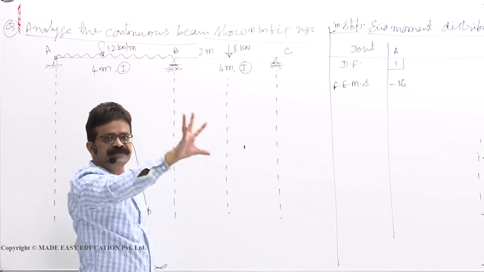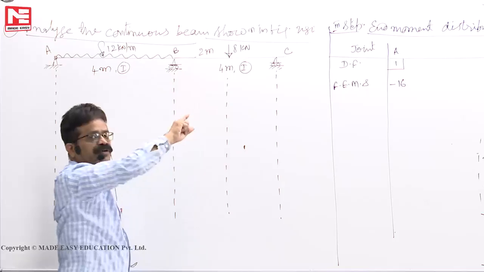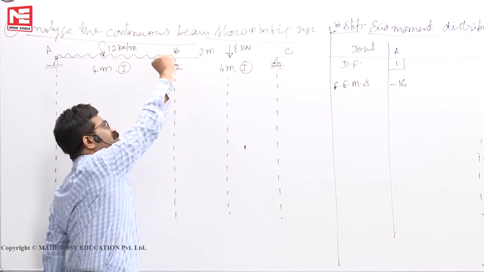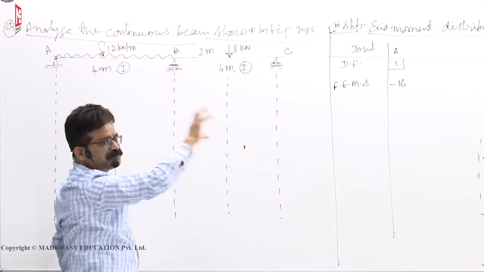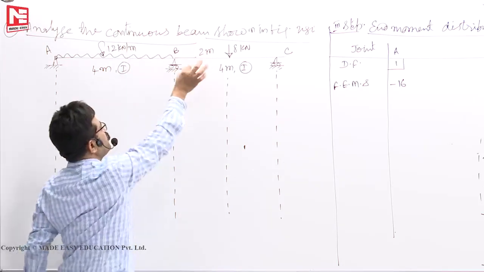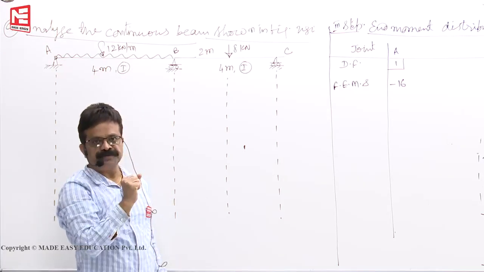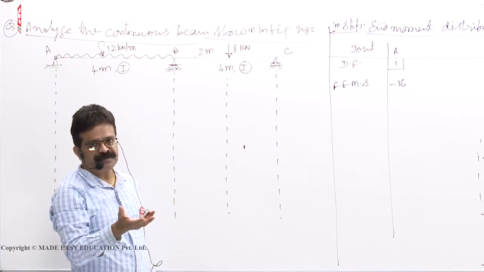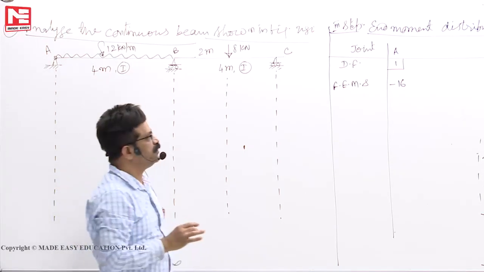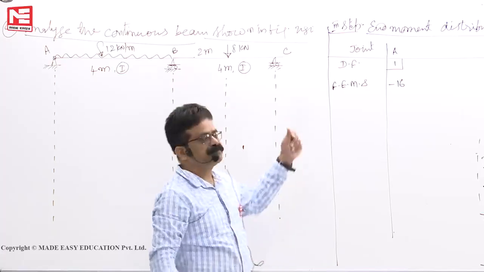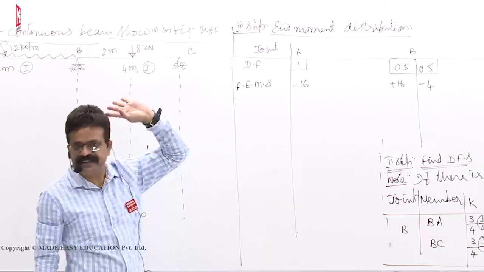Then all joints will get fixed. Now this is plus 16 minus 4. If I want to completely lock the joint B, I have to apply a net moment of 16 minus 4, which means plus 12. If you apply plus 12, both members get locked, meaning both members' slope is 0. Locking the joints means making the slopes 0 so that slopes are not permitted. So fixed end moments are the moments necessary to lock all the joints.